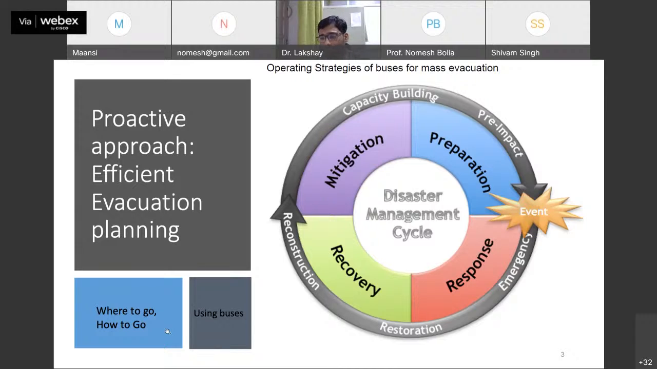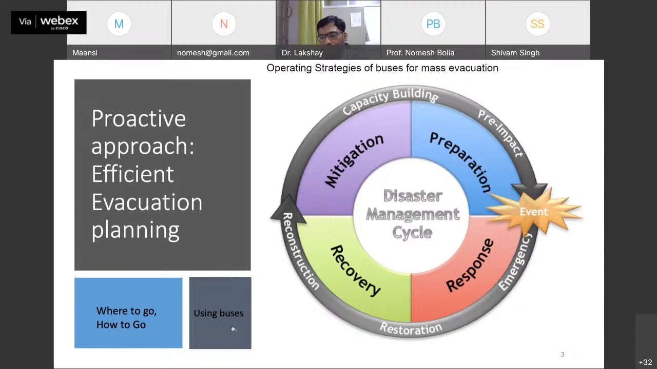So there are mainly two things involved in such things. In this paper, at least, the main focus is on the evacuation part of the disaster management cycle, which is a crucial phase in any emergency response. What we are doing is planning the evacuation prior to the disaster happening, meaning the event has not happened yet, but we have to plan for such an evacuation.